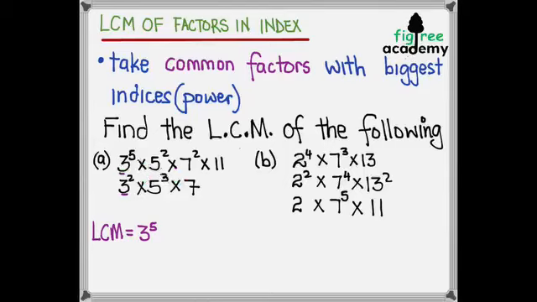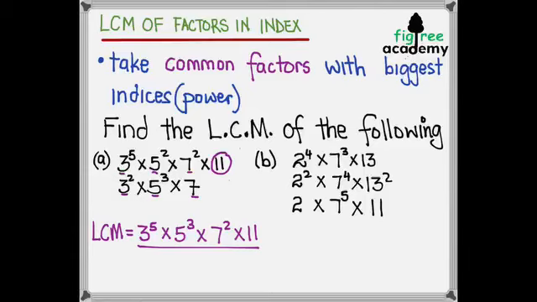And we go to the next, on 5. The highest power is 3, so we write 5 to the power 3. We go on the 7s. The highest power is 2, we take the highest. And 11 is not a common factor. We multiply it again on the LCM. This becomes our final answer.